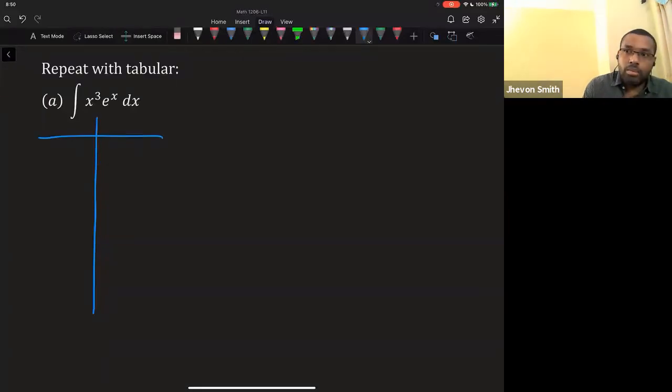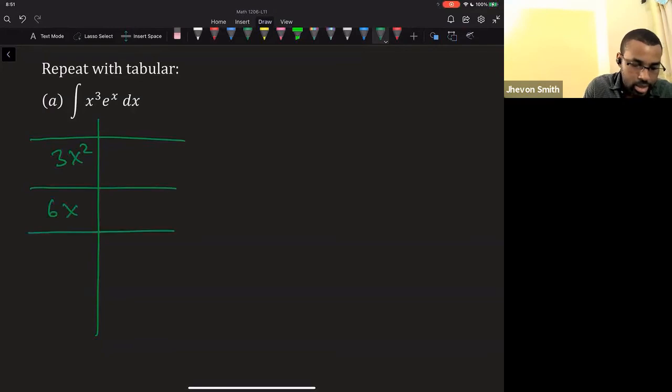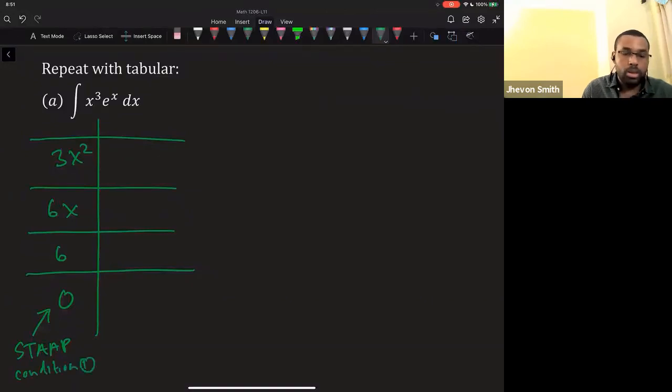Keep differentiating the x cubed: 3x squared. Maybe I should write it in green to match the picture I had above. So you build a table. Start differentiating: 3x squared, 6x, 6, 0. You see that 0, you stop. Condition 1, right? So you stop. You go to the other column, and you keep integrating.